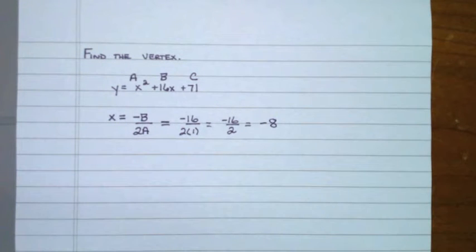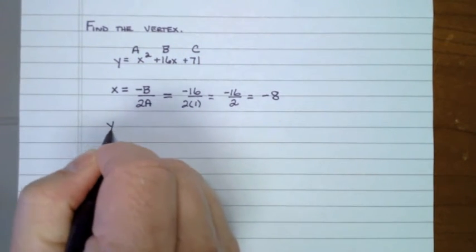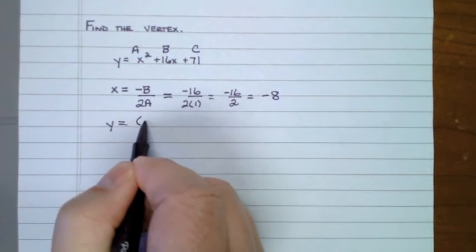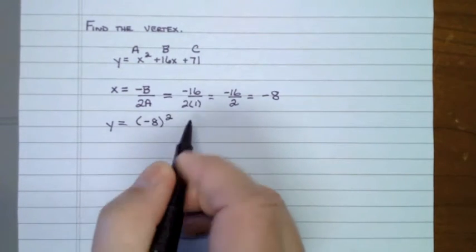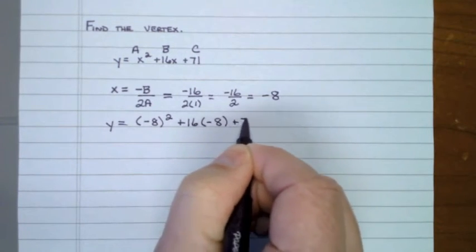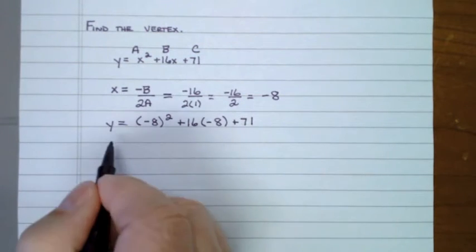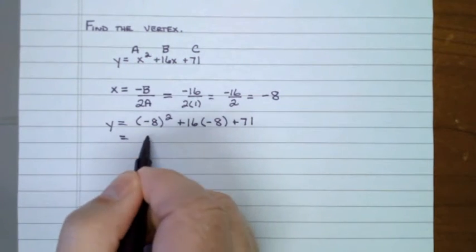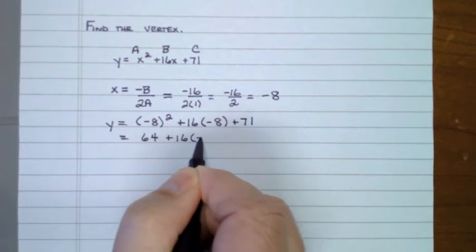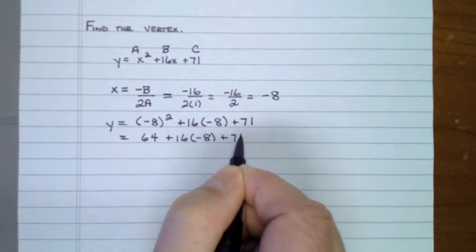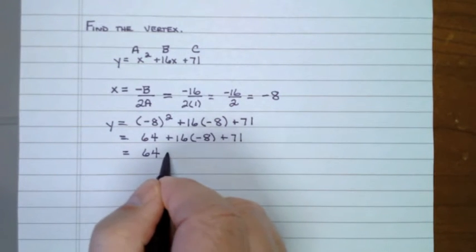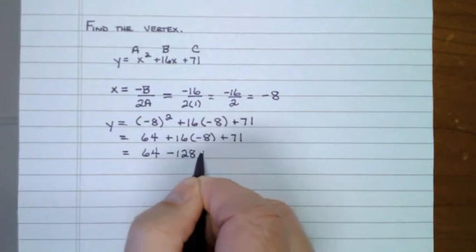Now I need to find my y-coordinate. Find my y-coordinate by taking this number and plugging it into this formula. That means I'm going to take negative 8 and square it, plus 16 times negative 8, plus 71. Negative 8 squared is 64. I then multiply. 16 times negative 8 is negative 128, plus 71.